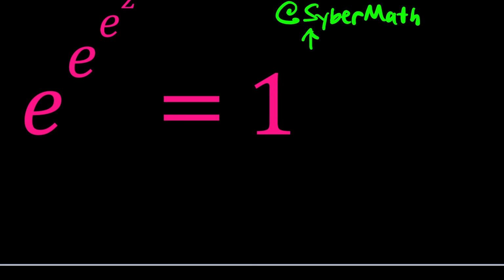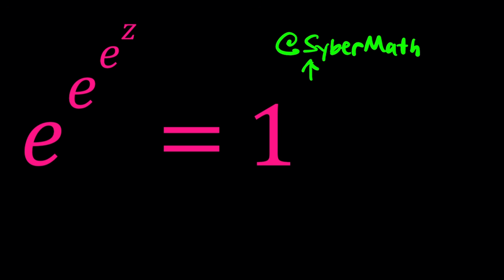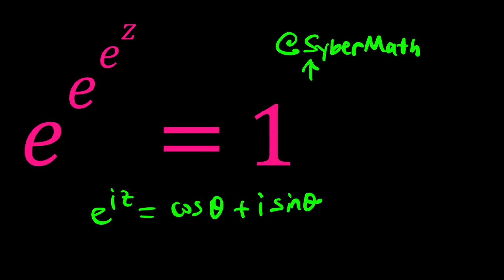Thanks to Euler, because he is the best, in my opinion. You could argue that. He gave us a beautiful formula. What is that? It's e to the i theta equals cosine theta plus i sine theta. Sorry, I don't know why I wrote z there.